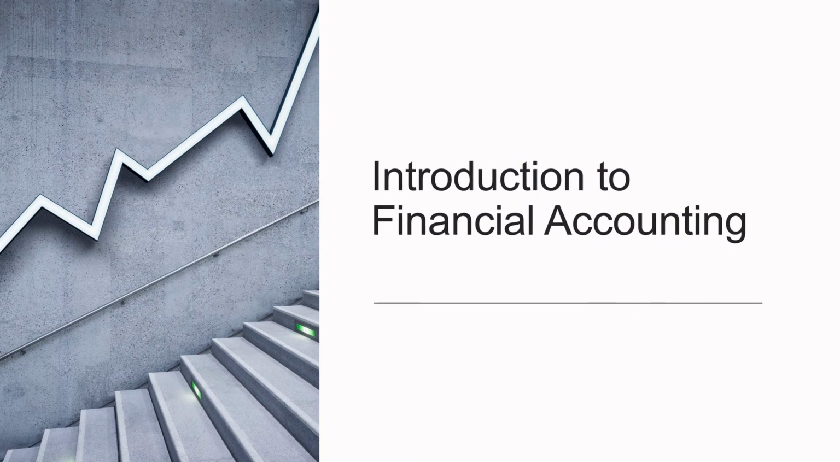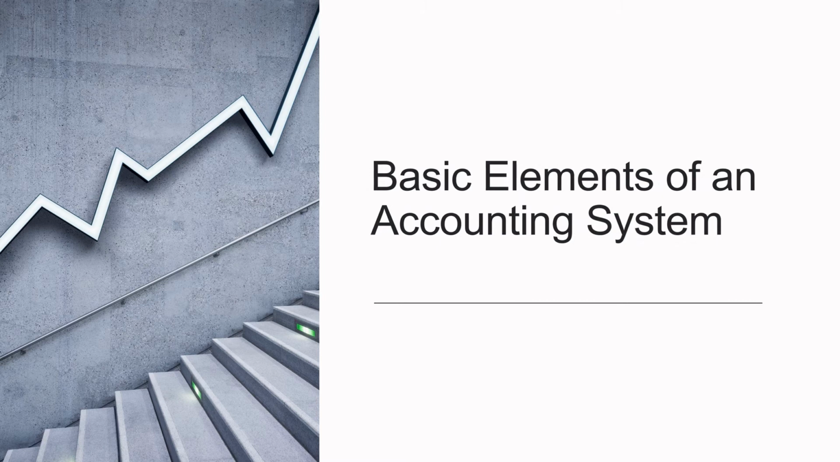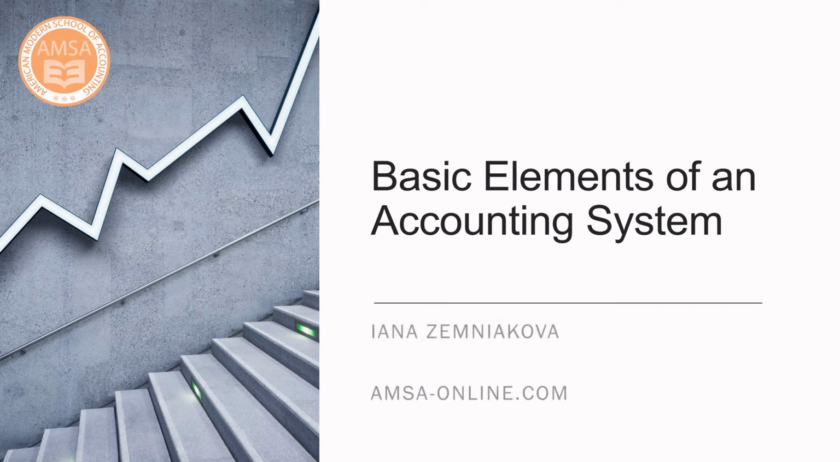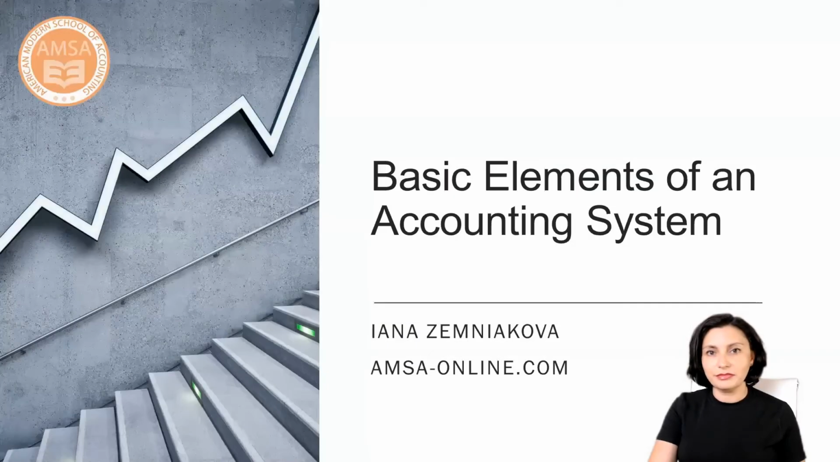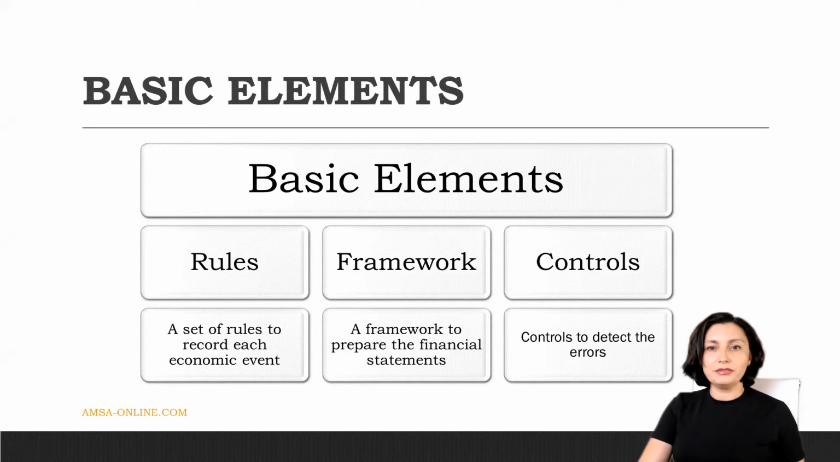Today we're going to look at the basic elements of an accounting system. A financial accounting system is designed to produce financial statements. There are three basic elements of a financial accounting system: a set of rules to record each economic event, a framework to prepare the financial statements, and controls to detect the errors.